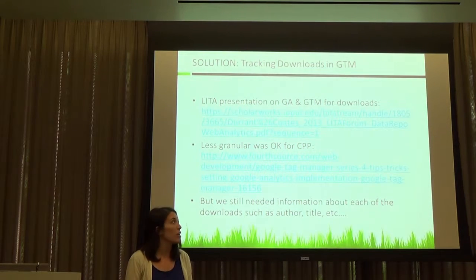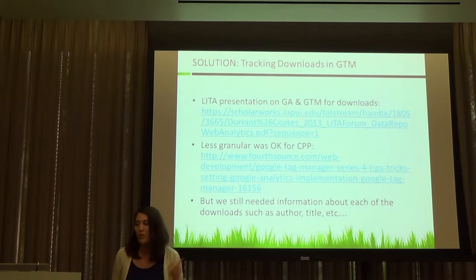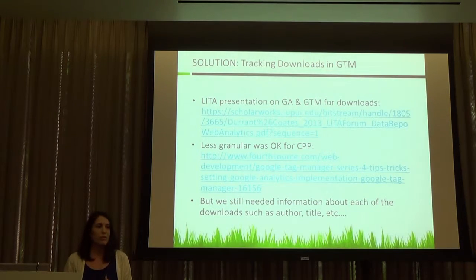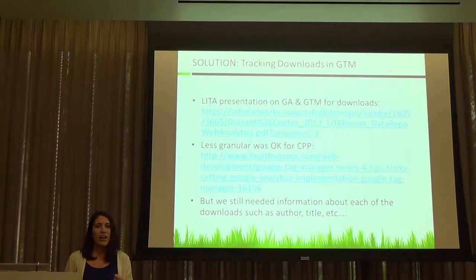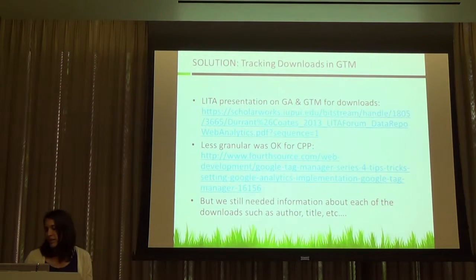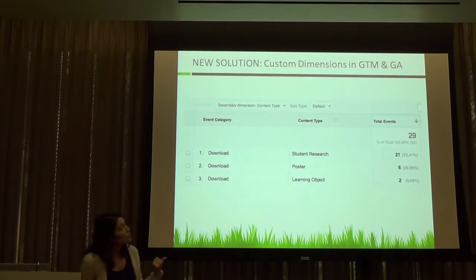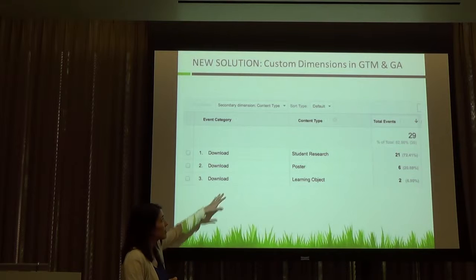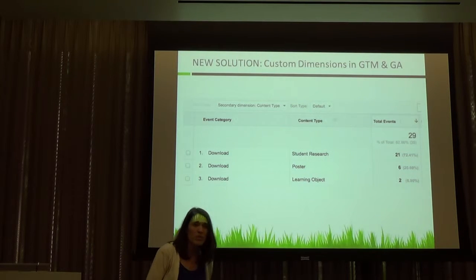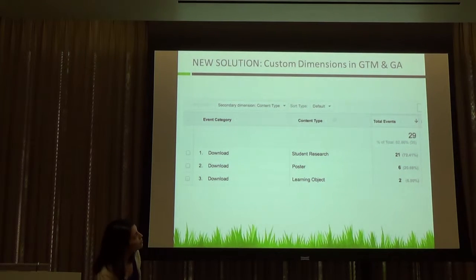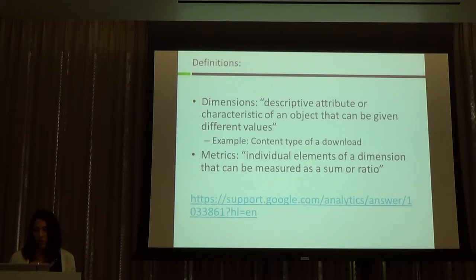I can see what file type they are, but I don't need to do a whole lot of manipulation with file types. But we still needed information about the downloads, such as author and title, and I want to be able to pull up reports and not have to do too much normalizing to figure out what happened where. So this is what we're doing: custom dimensions in Google Tag Manager and Google Analytics. This is the Google Analytics screen. This is just an example where we're tracking content types. So I can say on this date we had 21 downloads specifically for student research objects in our repository.